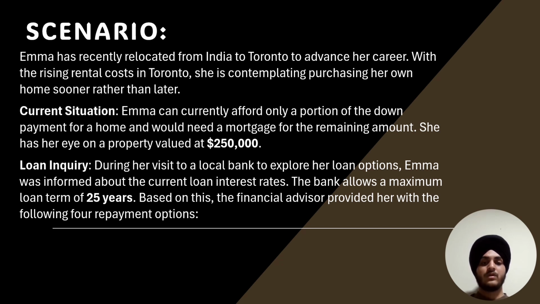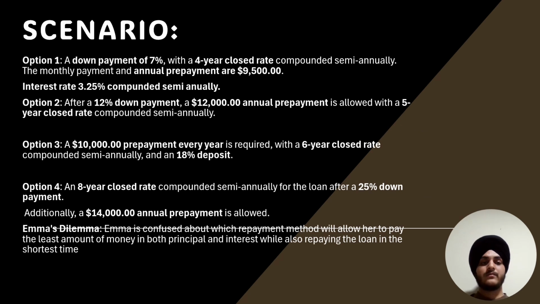During her visit to the local bank to explore her loan options, Emma was informed about the current loan interest rates. The bank allows a maximum loan term of 25 years. Based on this, the financial advisor provided her with the following four repayment options. The first option is a down payment of 7% with a 4-year closed rate compounded semi-annually. The monthly payment and annual prepayment are $9,500. The interest rate for the whole scenario would remain 3.25% compounded semi-annually.